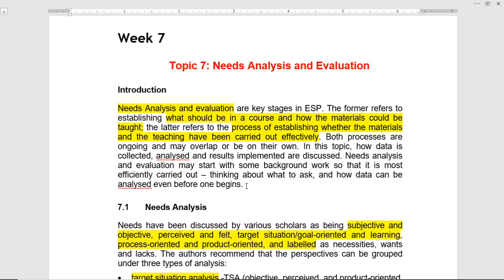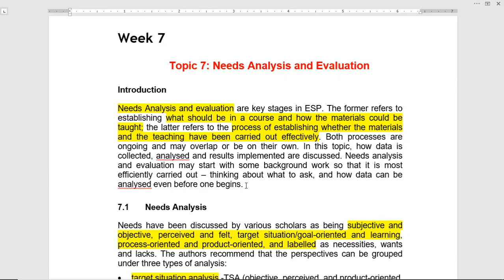The needs analysis is all about what should be in a course and how the materials could be taught. And the evaluation is also the process of establishing whether the materials and the teaching have been carried out effectively. So these are two areas.